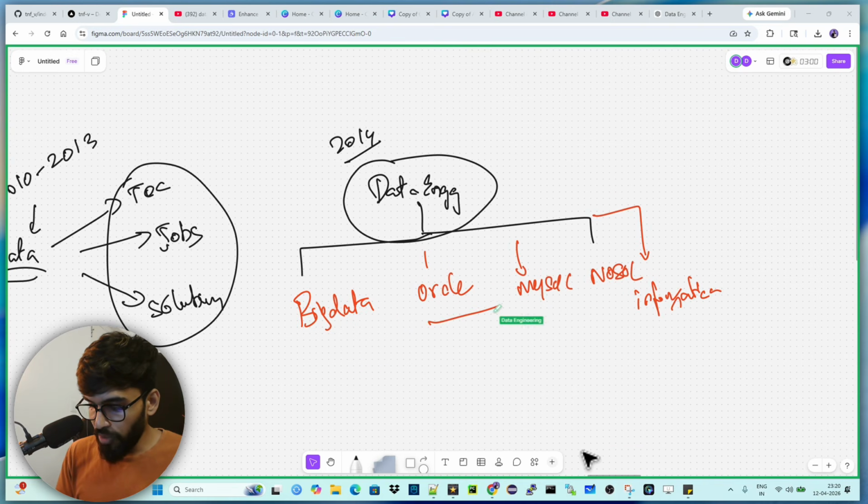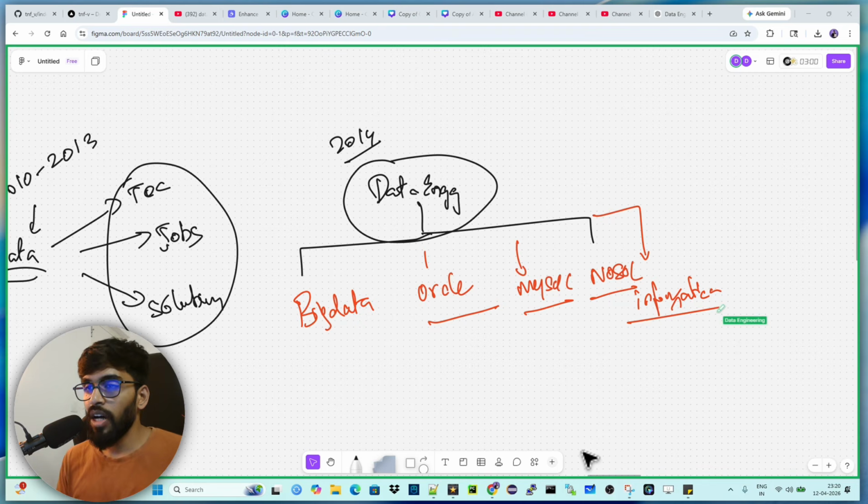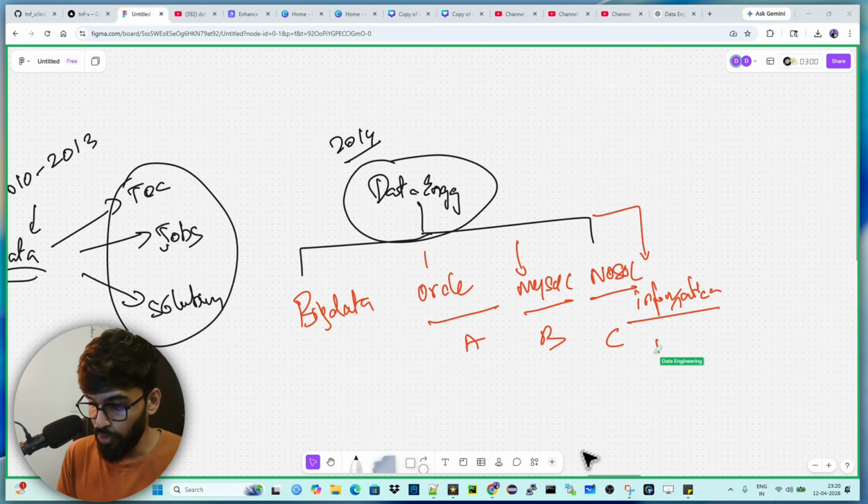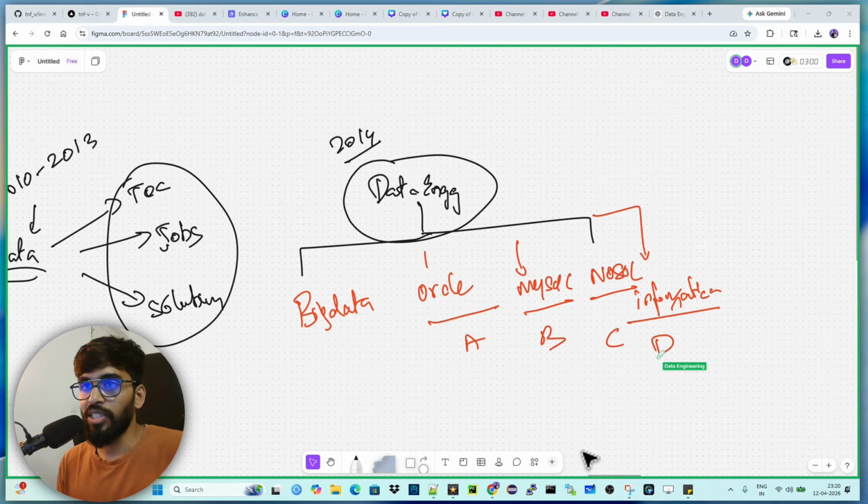So if you are not aware of what all these Oracle, MySQL, NoSQL, or Informatica are, just leave it. Just imagine they are all yet another data technologies, or you can consider them as A, B, C, D for now. Right. So all these data technologies come under the umbrella of data engineering, and people started calling it by the generic term data engineers.